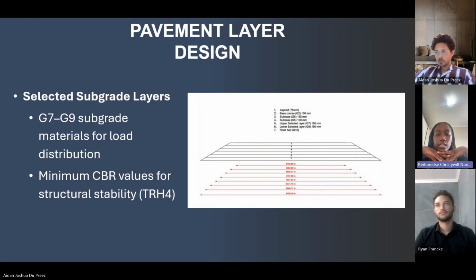This is the layer directly beneath the subbase. For the lower selected subgrade layer, the material consists of a G8 material, slightly lower quality than the G7. The CBR requirement is 15% or greater, ensuring adequate support of the pavement structure with the same thickness of 300 millimeters. This layer is directly below the subgrade layer and above the natural subgrade.